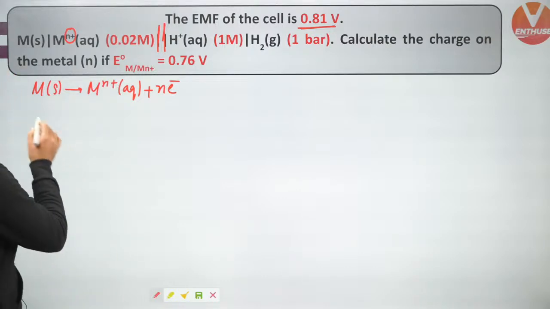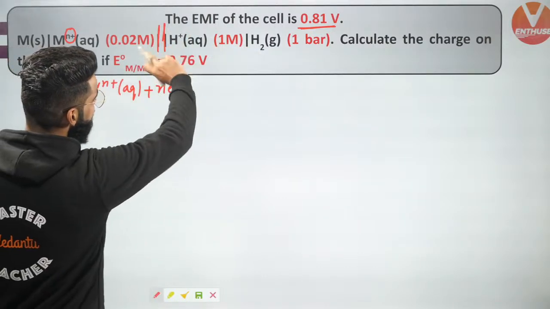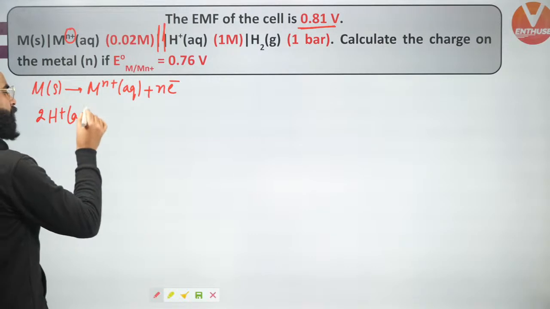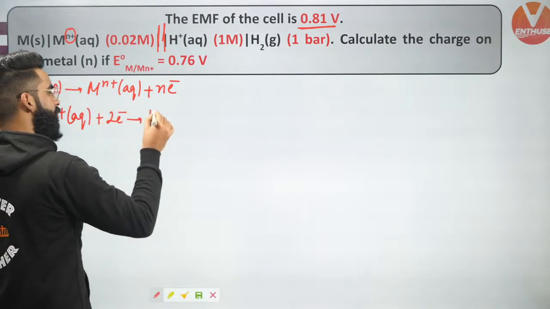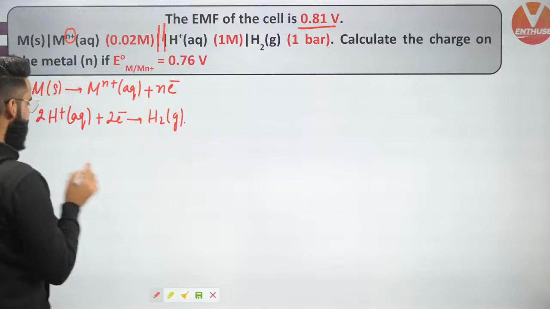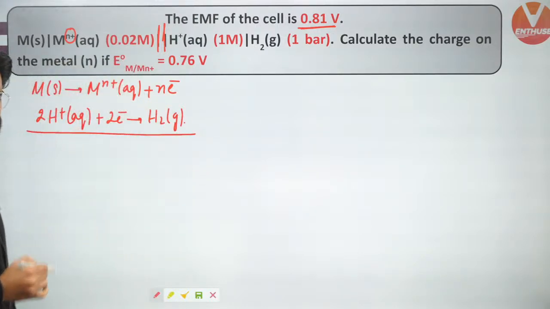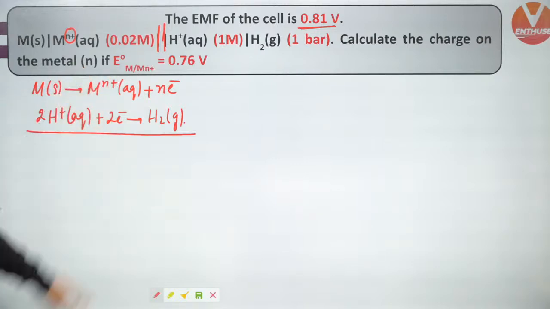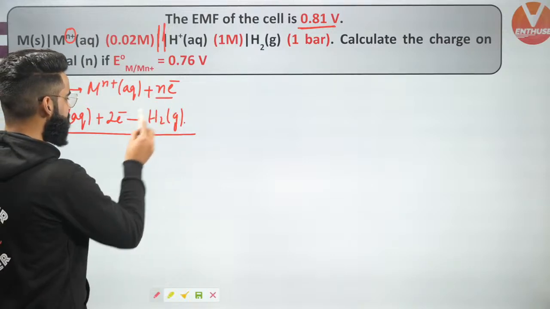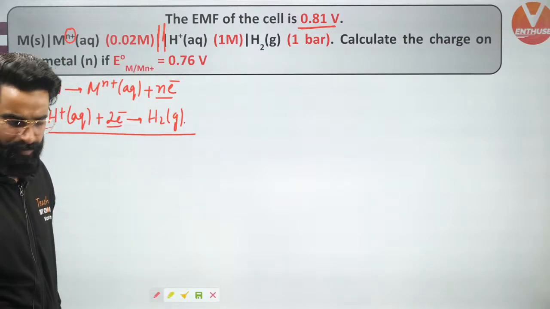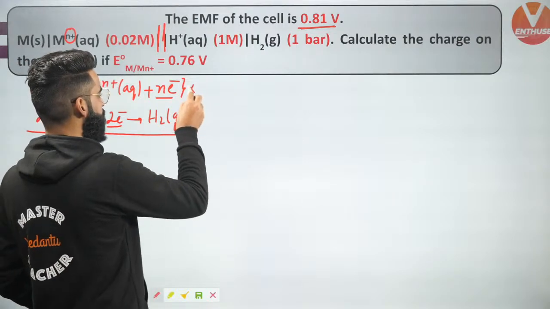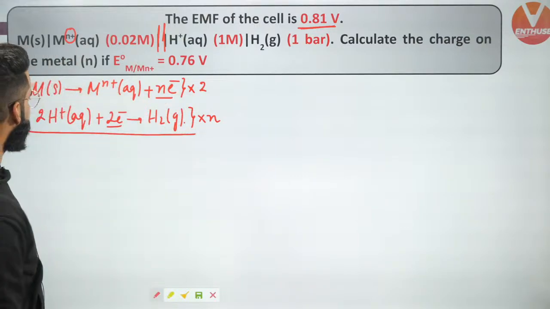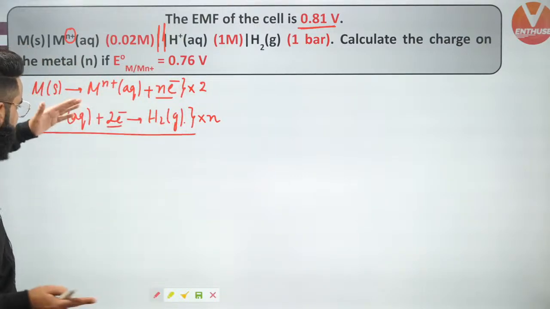Now similarly, I can write the reaction at cathode. At cathode, reduction takes place, H positive gets converted to H2. So the reaction must be like this: 2 times H positive aqueous plus 2 electrons gets converted to H2 gas. Now can I add these two reactions? The first reaction is taking place at anode, the second reaction is taking place at cathode. Can I add these two reactions directly? No way, because the electrons are not balanced yet. Let's try to balance the electrons. I'm going to multiply the first reaction by 2 and the second reaction by n.